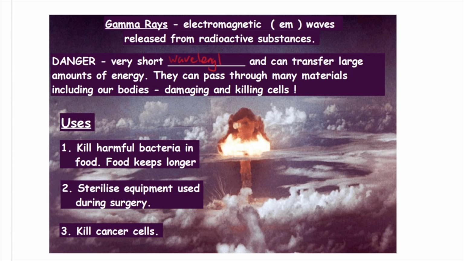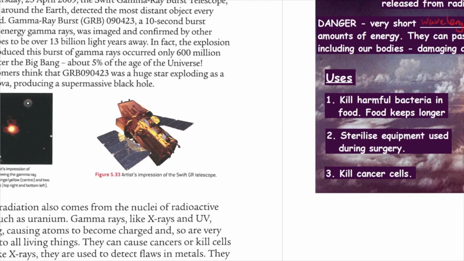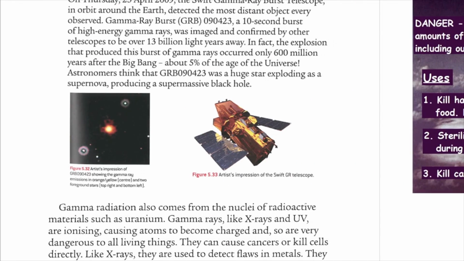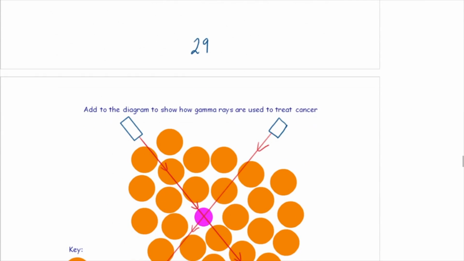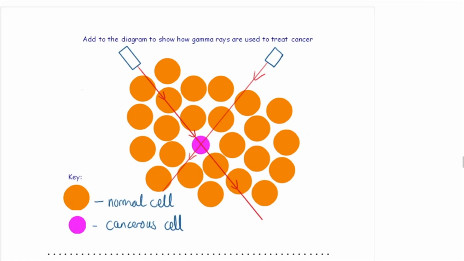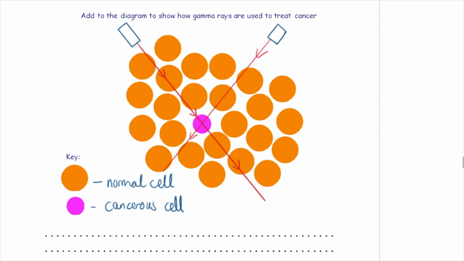Okay, remember these are the shortest wavelengths and the highest frequencies. They can pass through materials including our bodies. They can damage and kill cells. They can go through our skin, through our bones. Remember, X-rays can go through bones. And what I want you to do is just add in what I've added there to this diagram. Sorry, we're at the top of page 30 now.